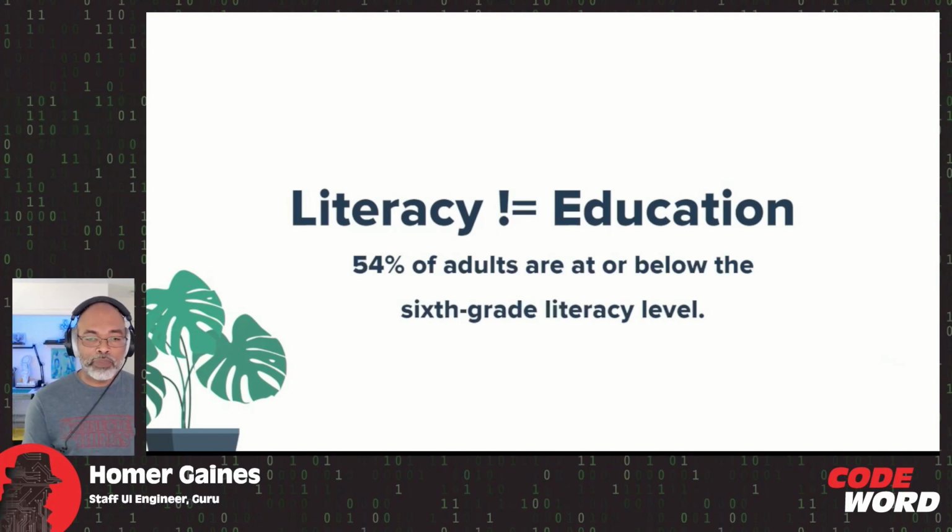79% of the adult population in the United States is literate. They understand. Literacy means that that person has the ability to communicate, write, and understand in their native language. However, only 54% of adults are below the sixth grade literacy level. That's where the education aspect falls in.